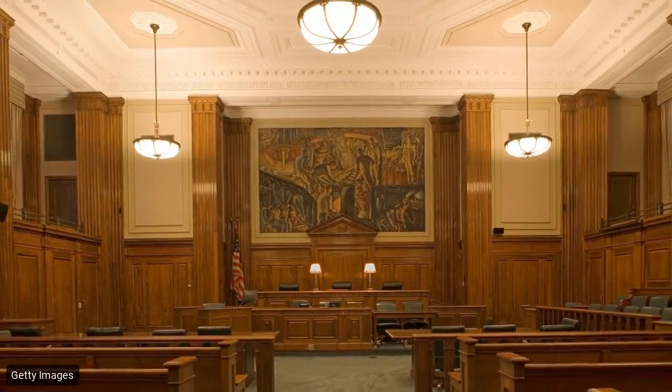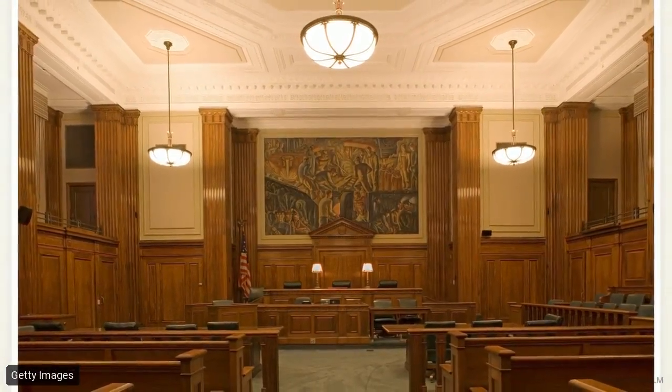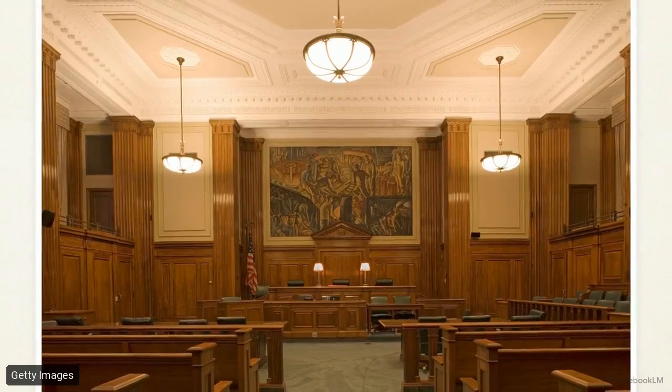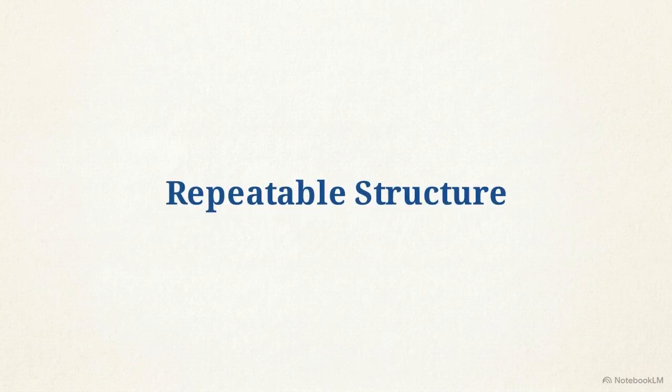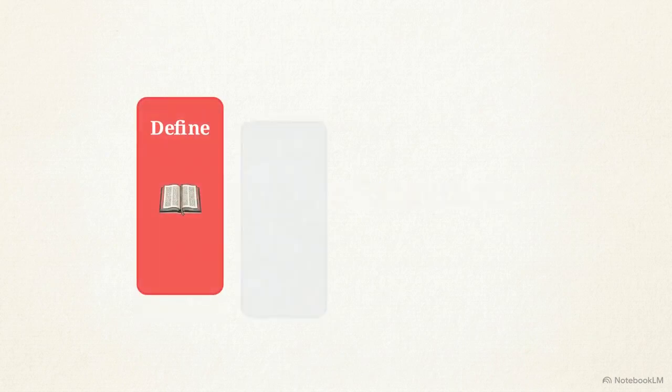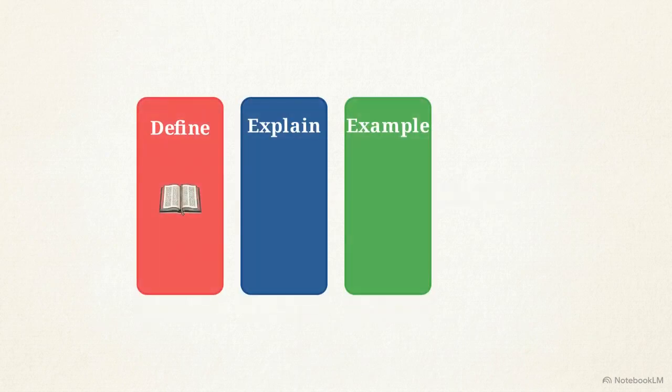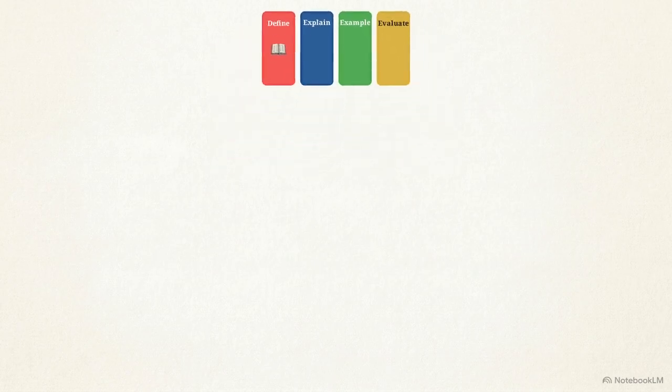Staring down 4 chapters of criminal justice theory, legal statutes, and system models can feel impossible to memorize before test day. But you don't need to photograph the textbook with your mind. You just need a repeatable structure to answer your essay questions. We call it the DEE framework: define, explain, example, and evaluate.